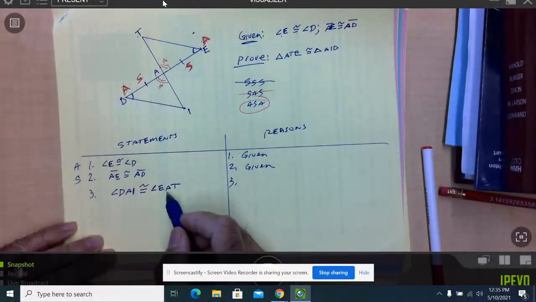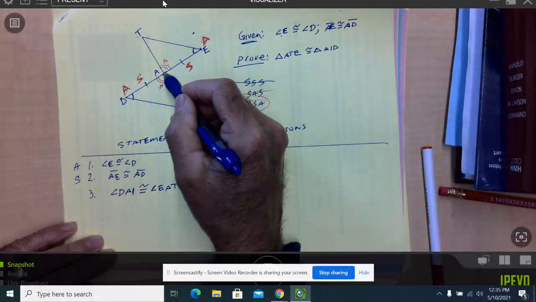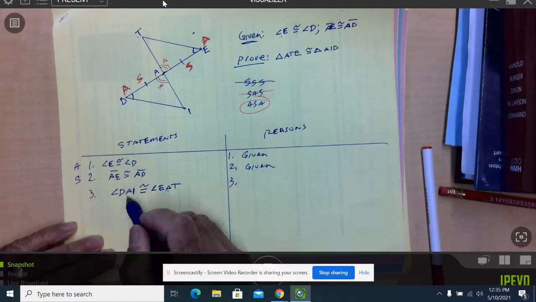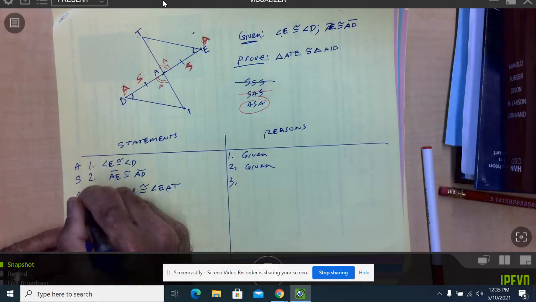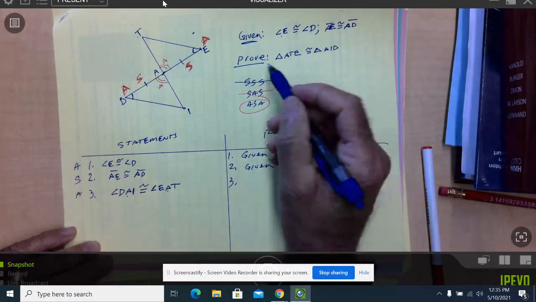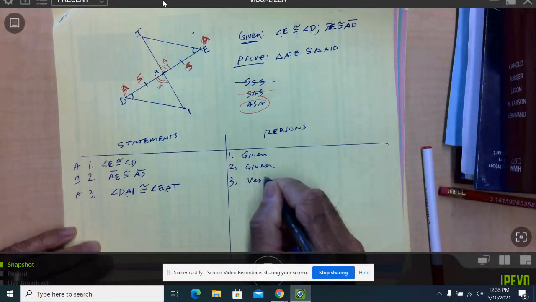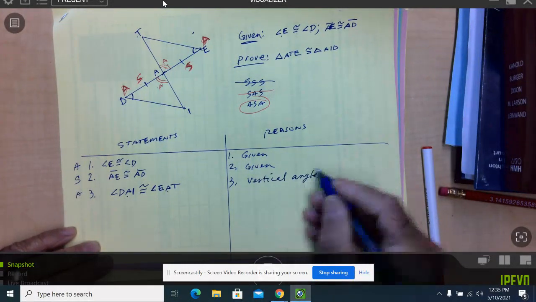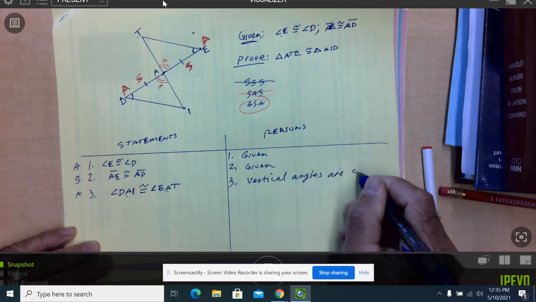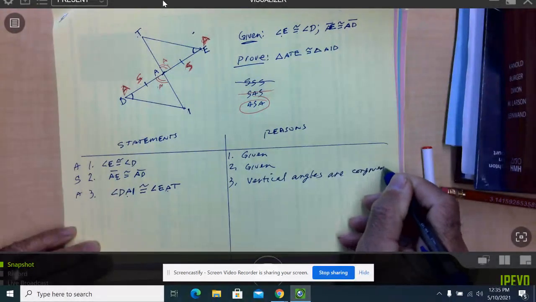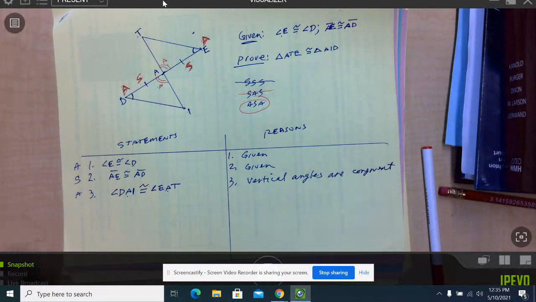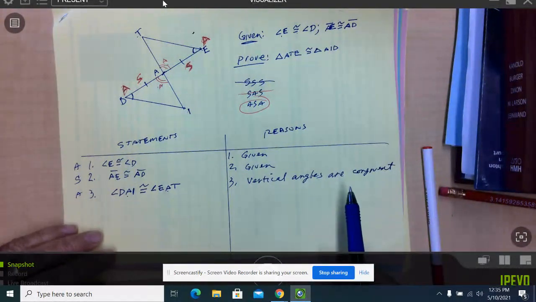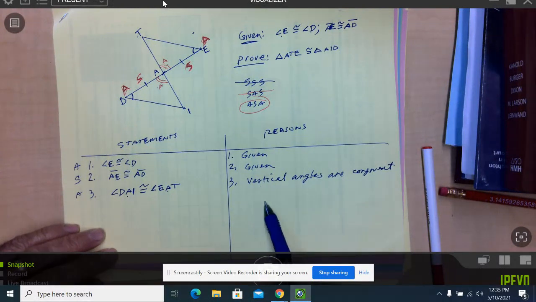Okay, so again, A is the shared vertex. That needs to be in the middle. Now, how did we figure that angle out? We used vertical angles. So vertical angles are congruent. Sometimes if you just use the vertical angles theorem, that's fine as well. But I like writing it out so that you remember what the theorem actually means and says.